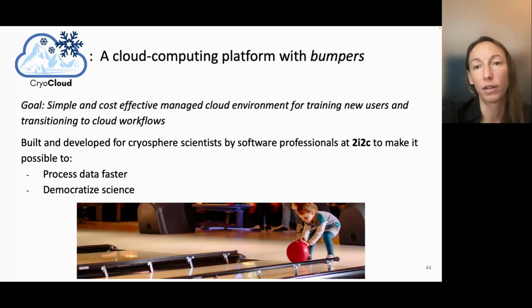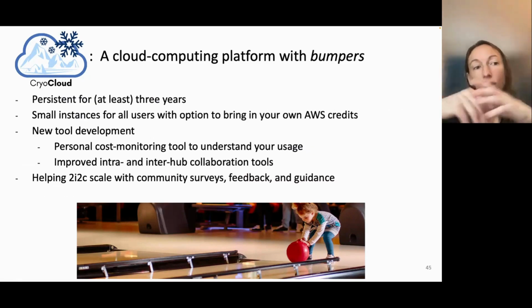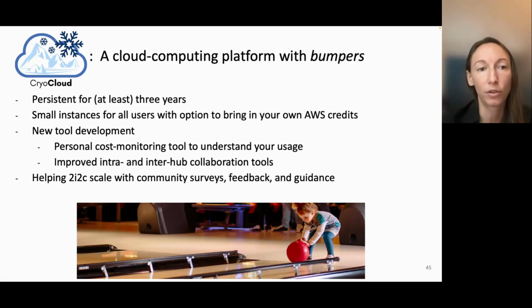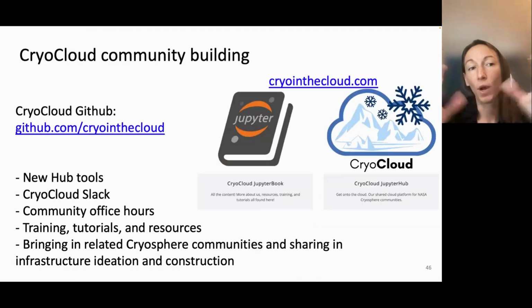So they can build these algorithms like y'all do with sea surface temperatures. So we built this cloud computing platform that will be persistent for at least 3 years. We provide small instances for all of our users and the option to use larger servers if you bring your own AWS credits. We're developing new tools that will be added to the Jupyter infrastructure and ecosystem. And then we're helping I2C to scale with community surveys, feedback, and guidance. And if you want to check it out, it's here at cryoonthecloud.com.